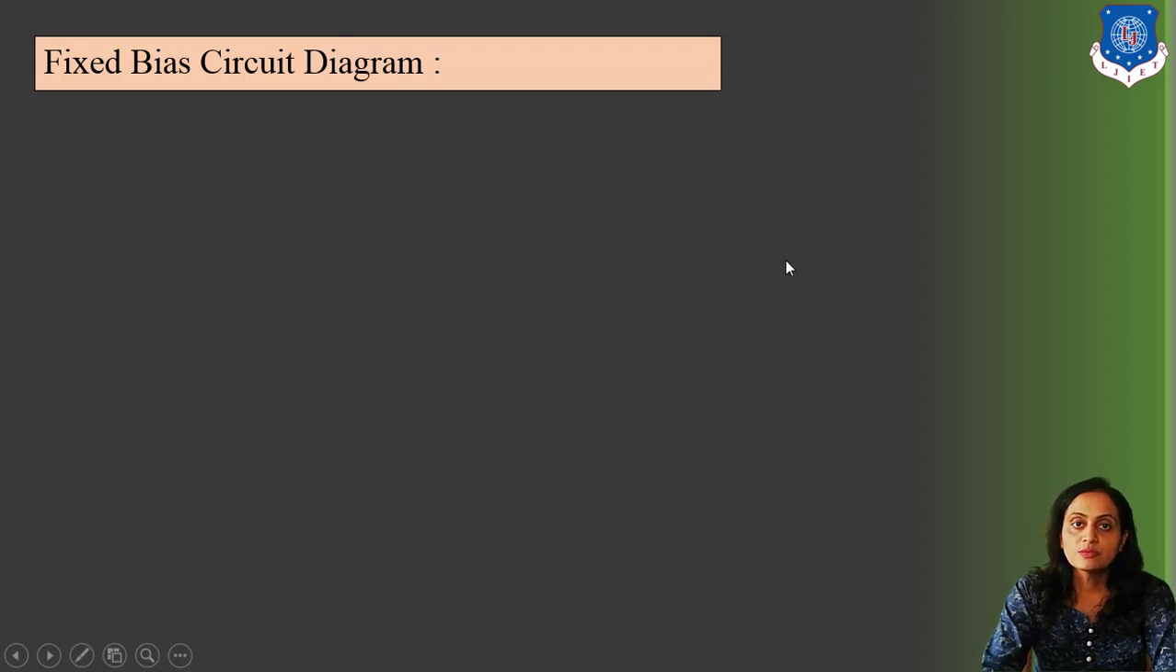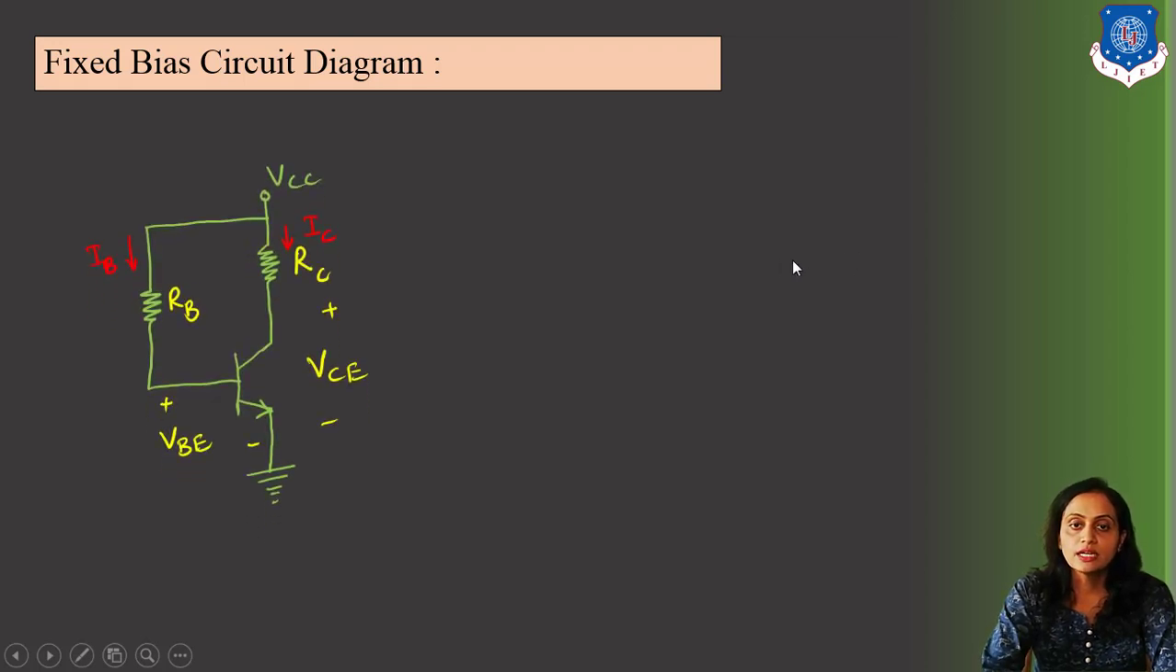So let us see the fixed bias circuit diagram. This is the circuit diagram for the fixed bias. This is the base terminal, this is the collector terminal, and this is the emitter terminal. With the base terminal, one resistor RB is connected to the VCC, and from the collector terminal RC is connected to the VCC. Two voltages are shown, that is VCE and VBE, and the base current is IB which is flowing through this RB, and the collector current IC is flowing through the RC. So this is the circuit of the fixed bias.